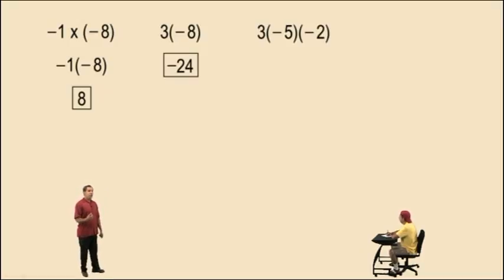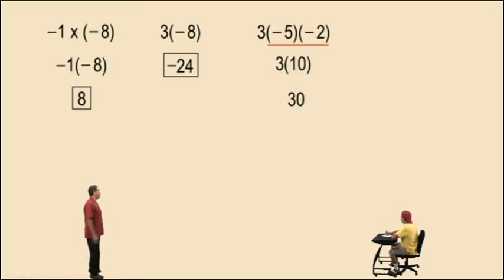Here we have a positive with 2 negatives being multiplied. Well, a -5 times a -2 has to be a +10. And let's bring down our 3, and when you multiply 2 positives together, you end up with a positive, so 3 times 10 is 30, right?